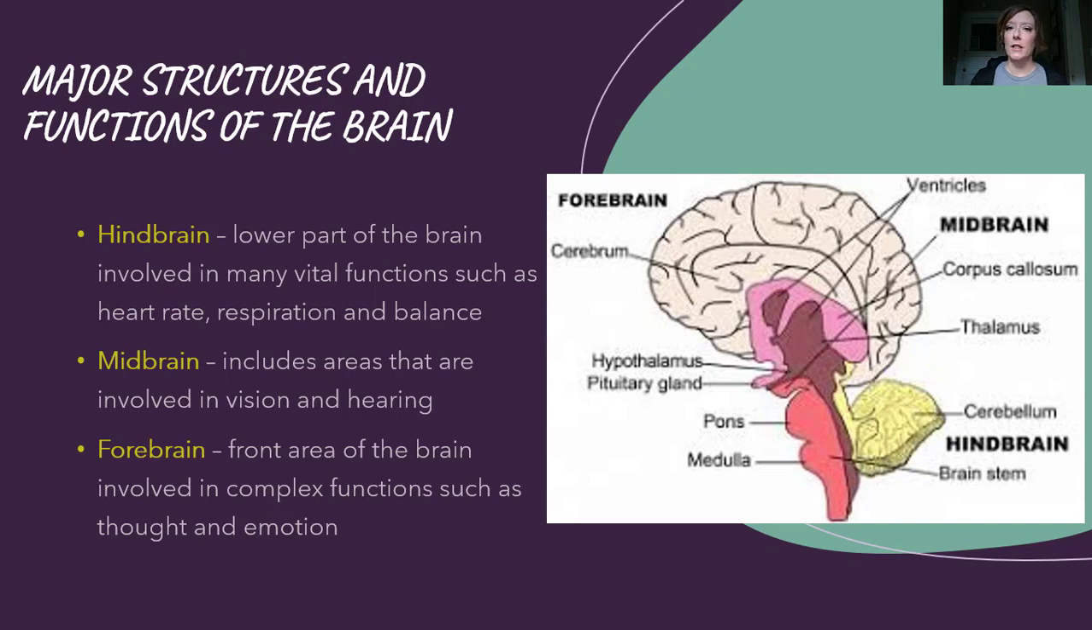And then last but not least is the forebrain. So this is going to be the most outer part of the brain, and it is the most complex, especially in humans. This is the front area of the brain, and it's involved in very complex functions like thoughts, emotions, impulse control, planning, dreaming, all of that kind of stuff.